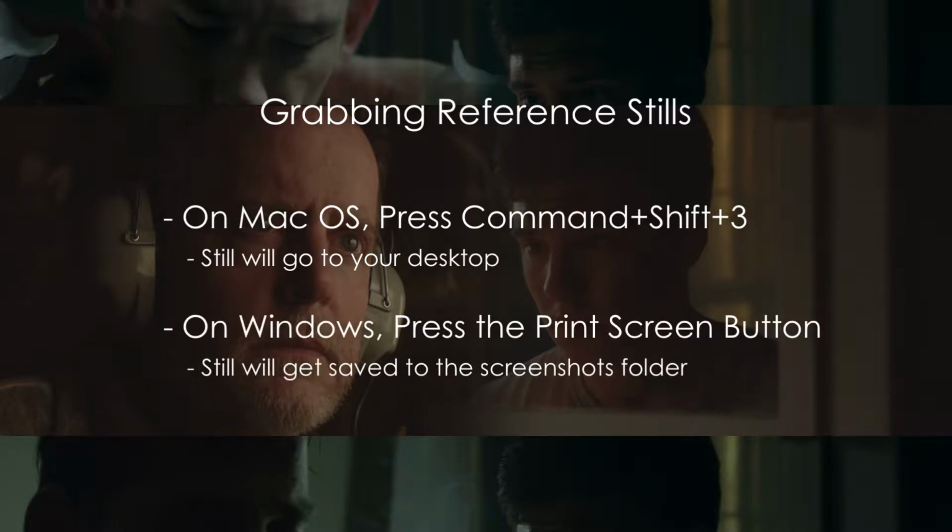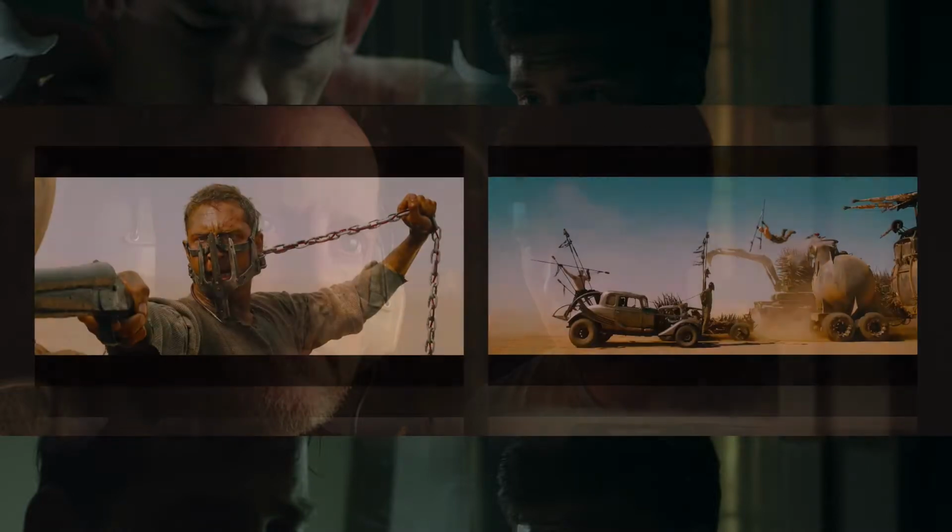If you're on Windows, you can grab a still by hitting the Print Screen button. The still will then be saved in the Screenshots folder, which is located inside of the Pictures folder. In our case, I've already gone ahead and grabbed all the stills we need.